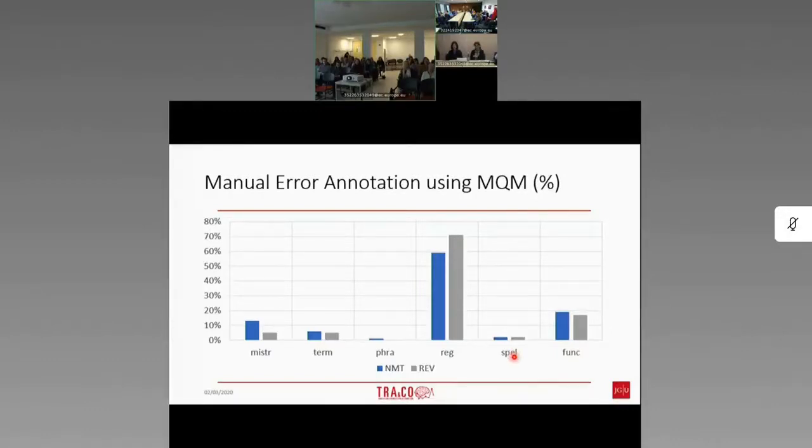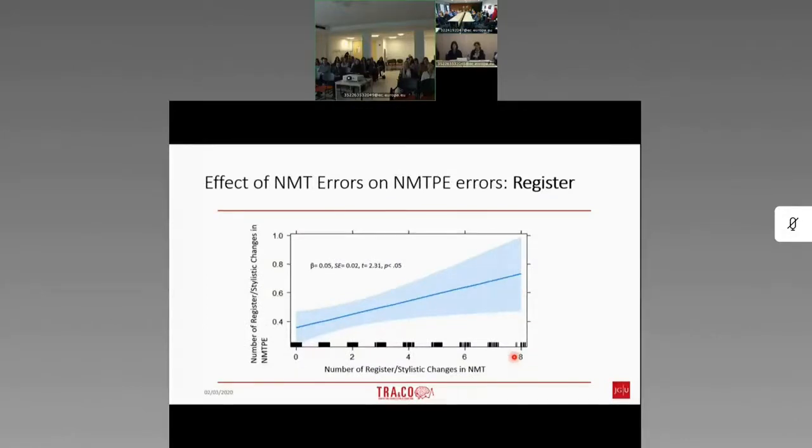So yeah, that was essentially the product analysis from the corpus, and then we looked at the effect of the number of errors per sentence in the raw machine translation text, and to what extent they have an effect on the number of errors per sentence in the revised version. And we can see a very small but significant effect, so that the more errors the post editors corrected here in terms of register or style, the more errors the revisers of that very same sentence would correct in that same sentence.